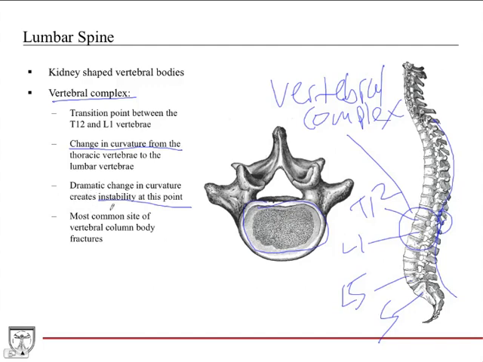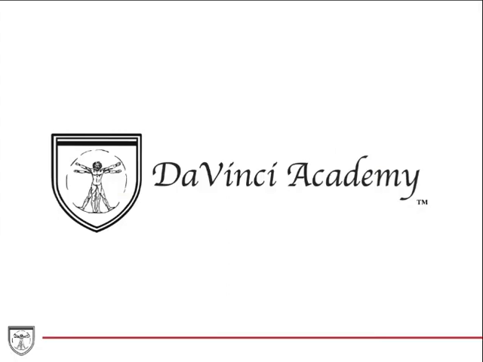What this dramatic change in curvature does is make this area of the spine very susceptible to vertebral column body fractures. It's actually the most common site of a vertebral body fracture, and that's because of this instability. There's not as much support because of this change in curvature. So it's an area where weight is getting redistributed. All right, and that concludes our discussion of the osteology of the spine.